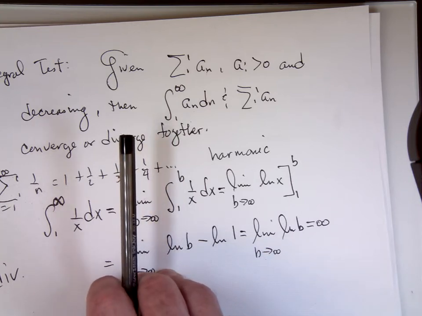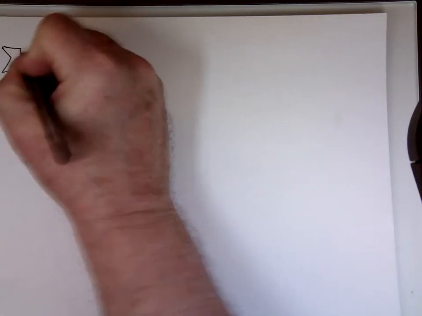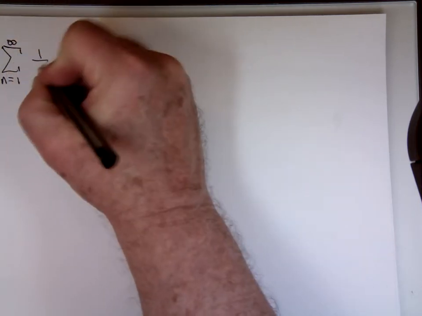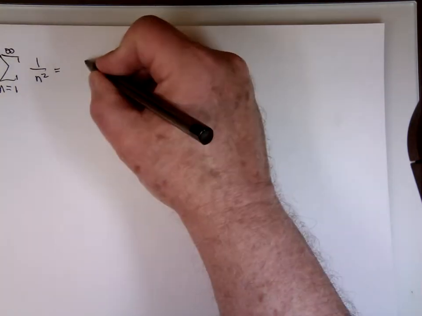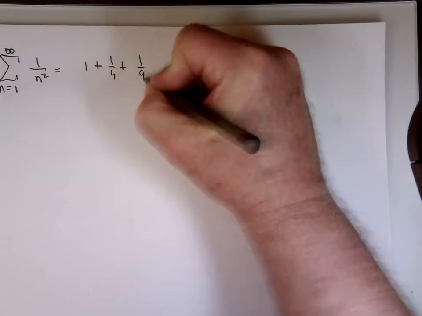All right, here we go. Let's do one more integral test. Let's test this series: the sum of 1 over n squared. What is this series? It's 1 plus 1/4 plus 1/9 plus 1/16 plus, etc.